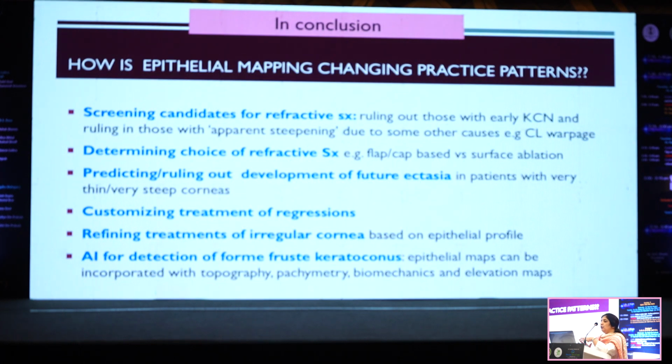But there are enough studies and more to show that the epithelial pattern over the entire cornea is altered in cases which are likely to develop into ectasia. So if epithelial maps are integrated by deep learning or AI for detection of forms of keratoconus, these can be incorporated along with the topography, pachymetry, biomechanics and elevation maps, and that would help increase the sensitivity for cases which apparently look normal even on tomography or topography, but despite that, these are some of the cases which want to develop ectasia in the future. So there is the utility of epithelial mapping. Thank you very much.